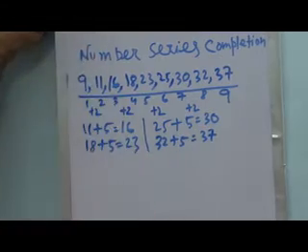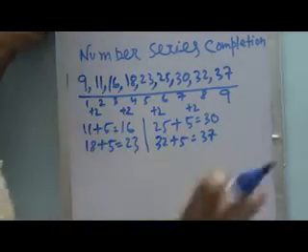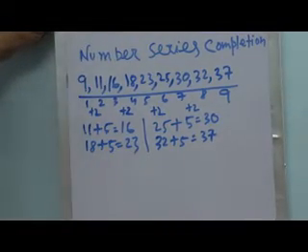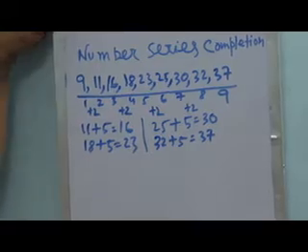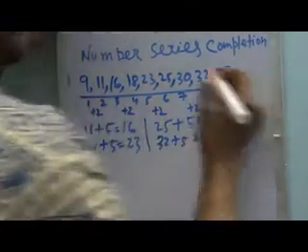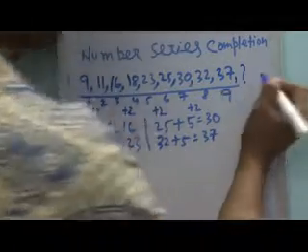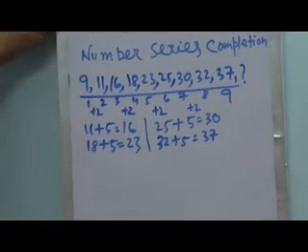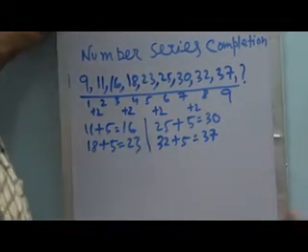this is the logic, but I have just made a little mistake, and I beg your pardon for this. This is not an odd one out series. This is a number series completion test. We have to find the next one. So what number will come after 37?